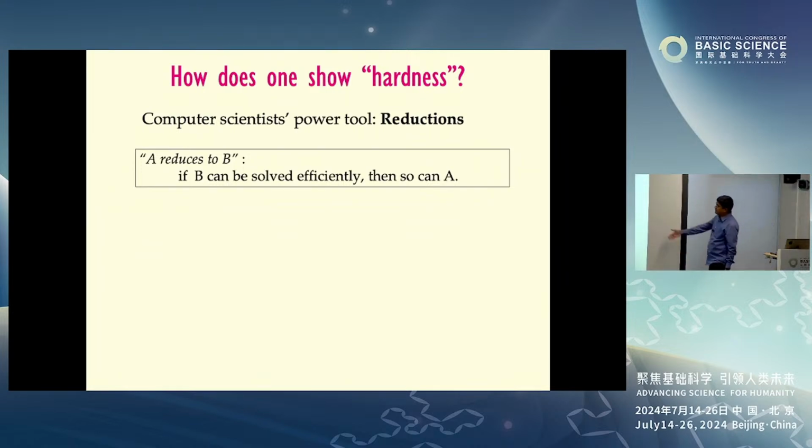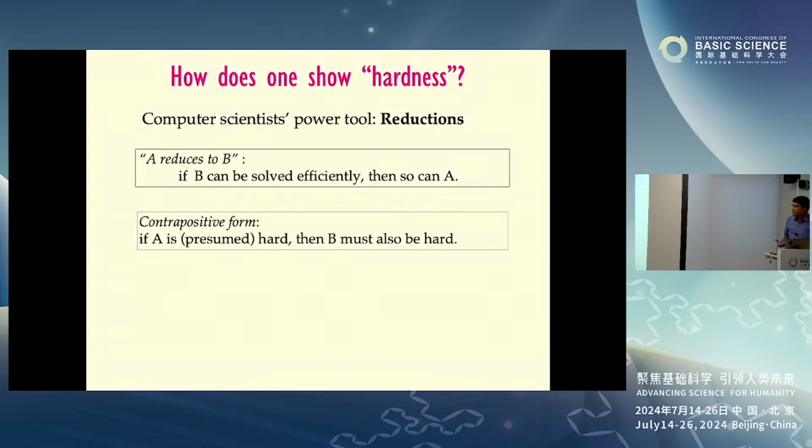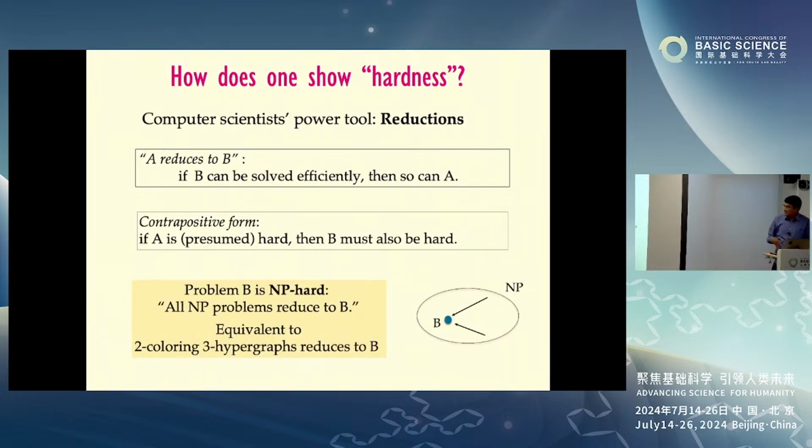This says that if B can be solved efficiently, then so can A, and we usually use it for hardness in the contrapositive form. So if A is NP hard, then B must also be hard, right? So this is what it means to show NP hardness. So in general, if you want to show some problem B is NP hard, you can take your favorite NP hard problem, for example, 2 coloring 3 hypergraphs, and just reduce it to B, okay? And then that will show that that problem is hard.